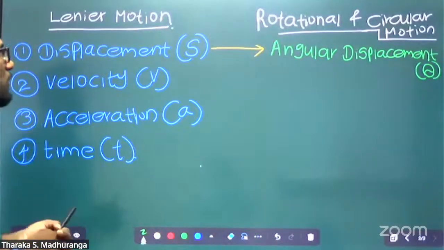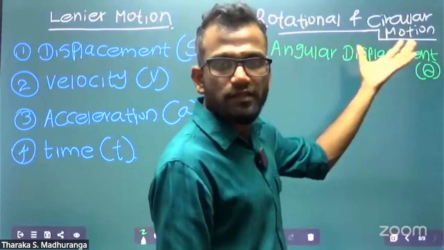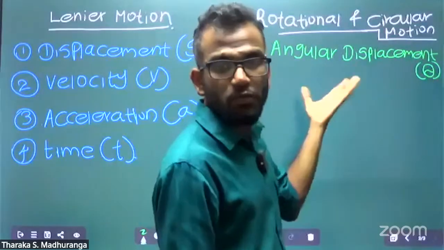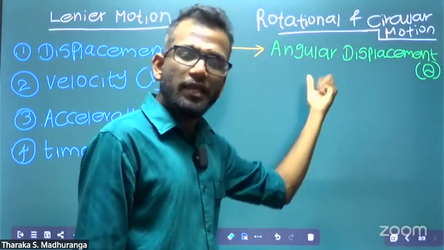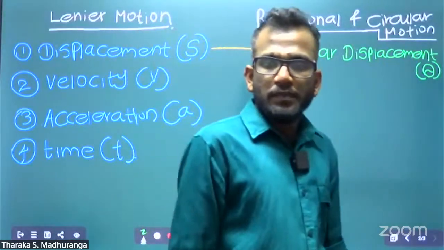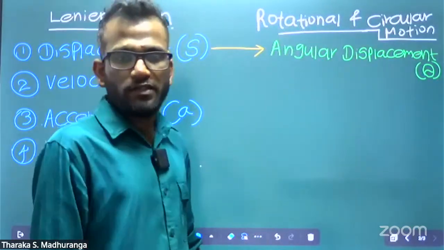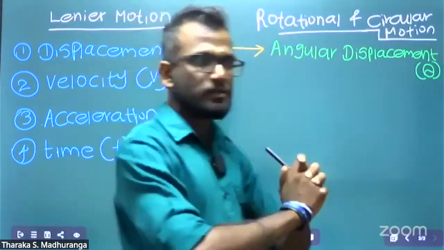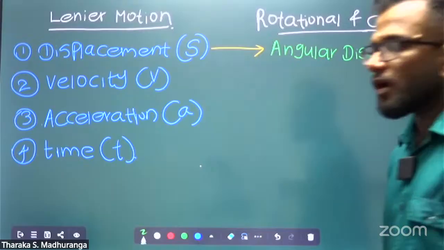Instead of displacement in linear motion, in rotational and circular motion we use a new quantity that we call angular displacement. It is a new quantity. Understood? Today we will discuss the meaning of angular displacement and every calculation. Up to now?